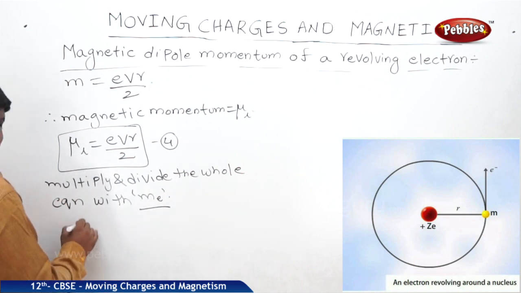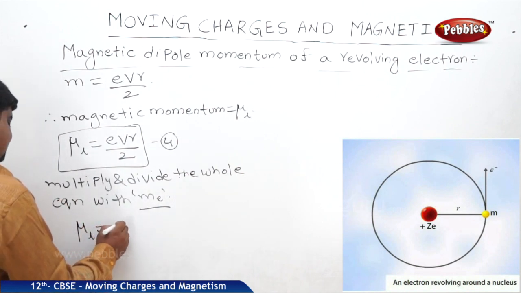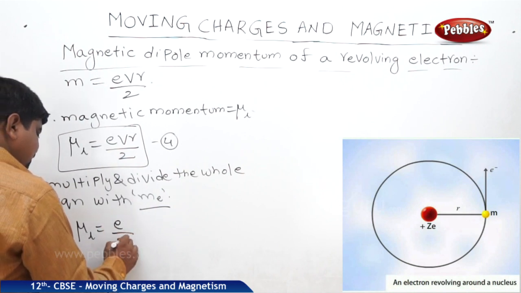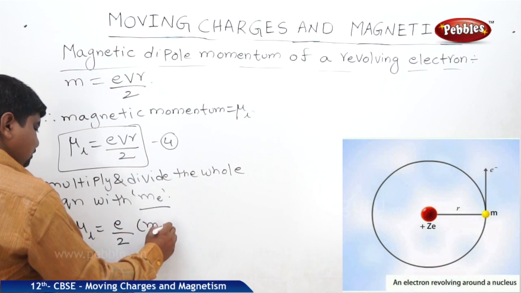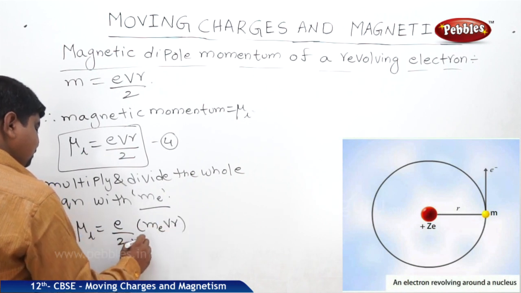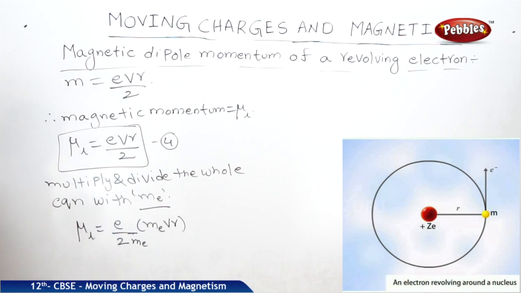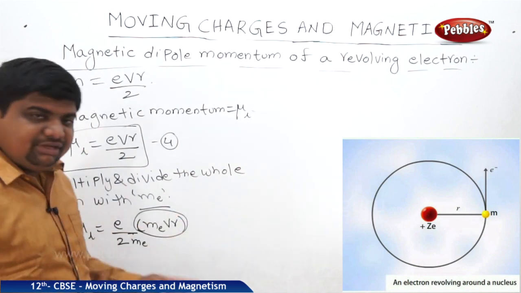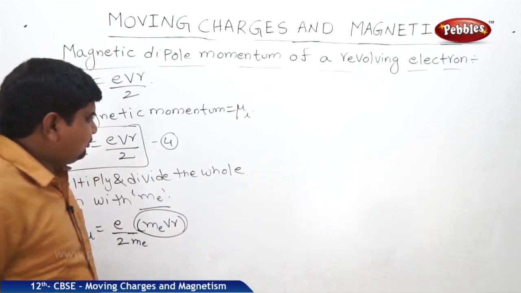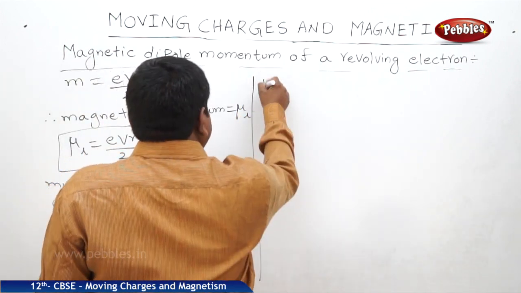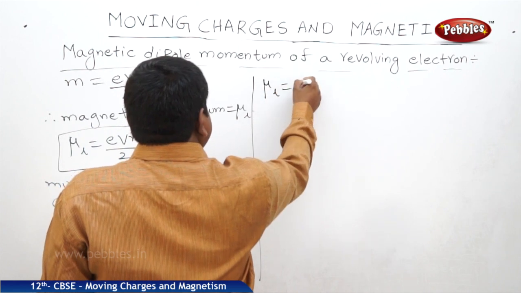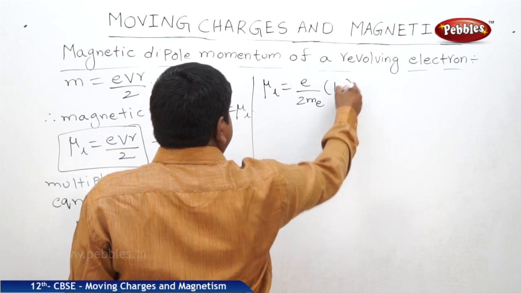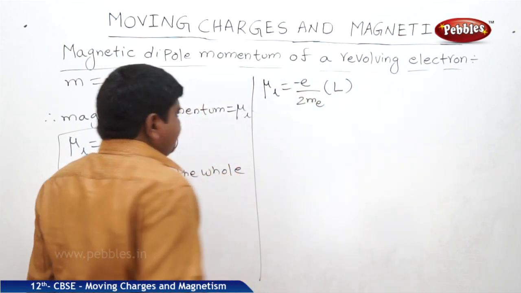So therefore we got mu L is equal to e by 2 into m_e V r by m_e. What is this m_e V r? Angular momentum. m_e V r means angular momentum of the electron. Therefore, mu L is equal to e by 2m_e into L. And I am applying the minus symbol.